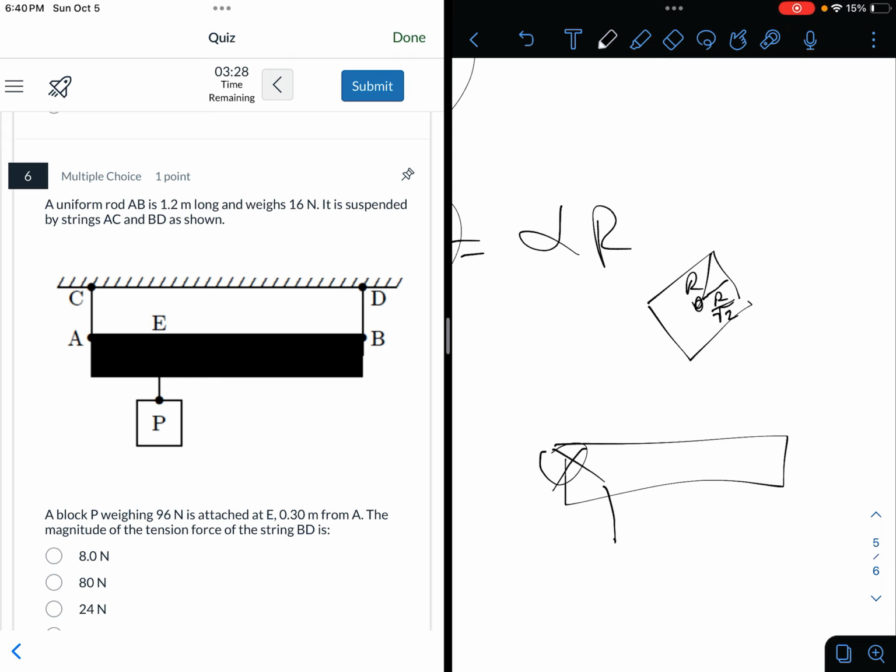So T is going to equal, L is I think 1.2 meters. 96 times 0.3 plus the weight times, so the weight is 16, times 0.6, which is half the distance, and I'm just dividing to solve for T. So if I just do that real quick, 96 times 0.3 plus 16 times 0.6, divided by 1.2, I get 32 newtons. So let's see how I did.